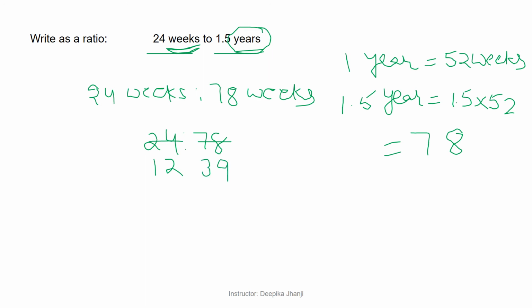And then we can still reduce it by 3. 3 times 4 is 12. 3 times 13 is 39. So finally we get 4 is to 13. That is the lowest form of the ratio of 24 weeks to 1.5 years.